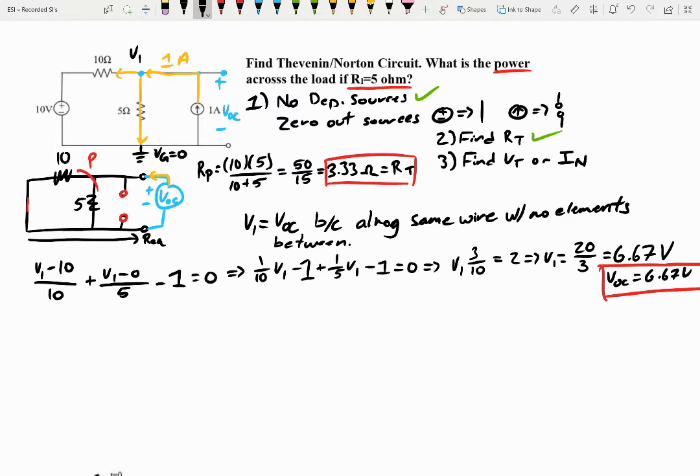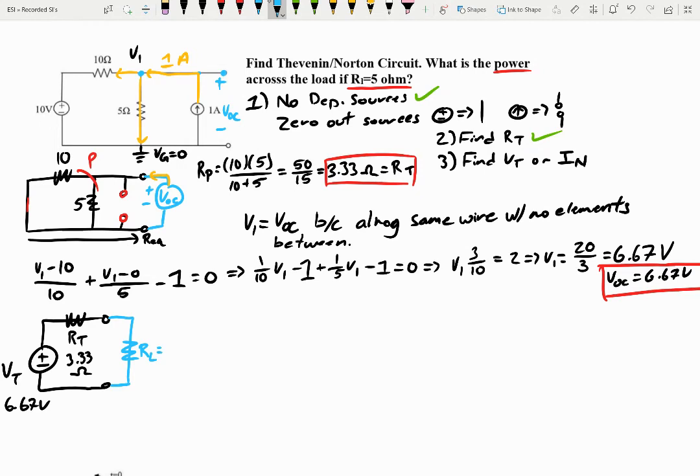Okay, so if we go and draw that out, we can do this. Let's do plus minus. Do V Thev. This will be R Thev. Now, here I'll write R Thev, so 3.33 ohms, and V Thev is at 6.67 volts. Okay, but they said, well, what if we went and added a load resistor here, RL, which is equal to 5 ohms.